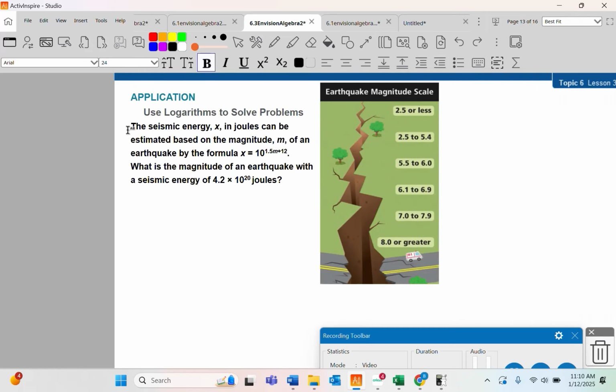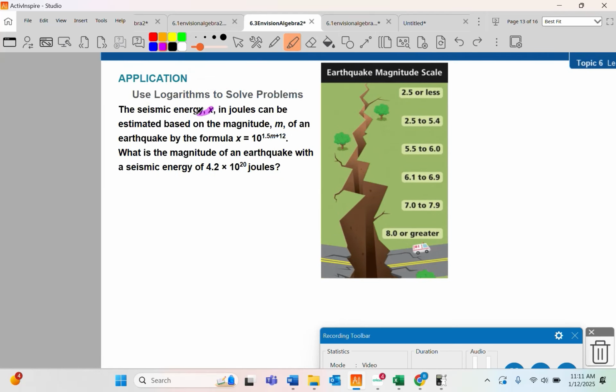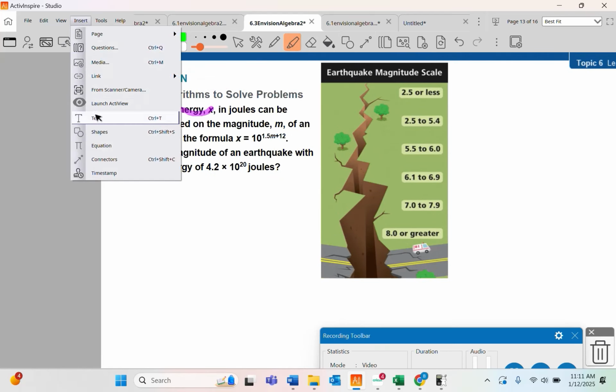All right, in seismic energy, X in joules can be estimated based on the magnitude of an earthquake by the formula X equals 10 to the 1.5 magnitudes plus 12. What is the magnitude of an earthquake with a seismic energy of 4.2 times 10 to the 20th joules? Let's see here. So seismic energy is identified in the text as X, right? So let's do some substitution.